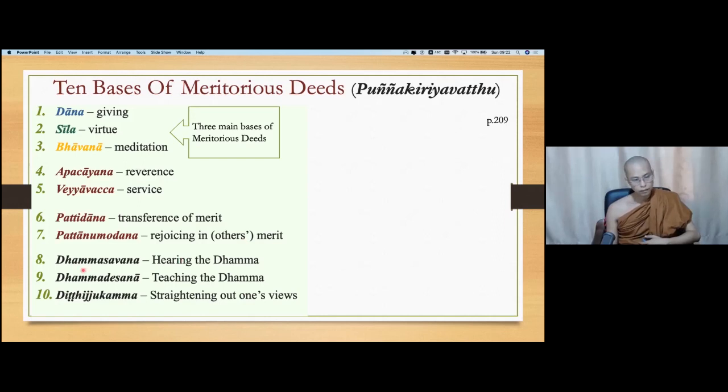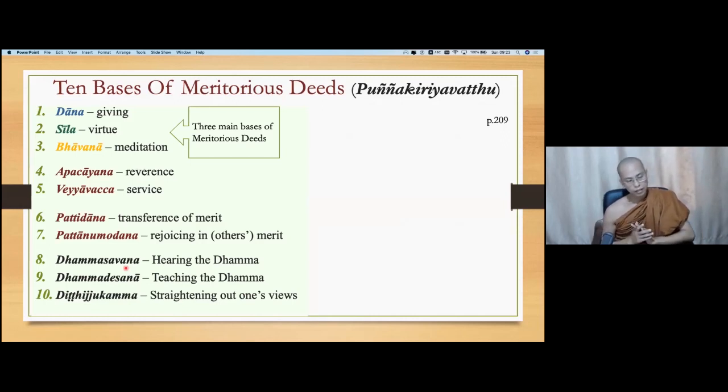Then number 8, Dhamma Savana, hearing the Dhamma. You listen to the Dhamma, you listen to the teaching. Here, in this case, I'm talking and you're listening about the Dhamma. This is included as one of the meritorious deeds. This is called Dhamma Savana. And when you listen to a Dhamma talk, that is also Dhamma Savana. In this case, we have to be careful to hear with respect, to learn or to understand. That is called Dhamma Savana.